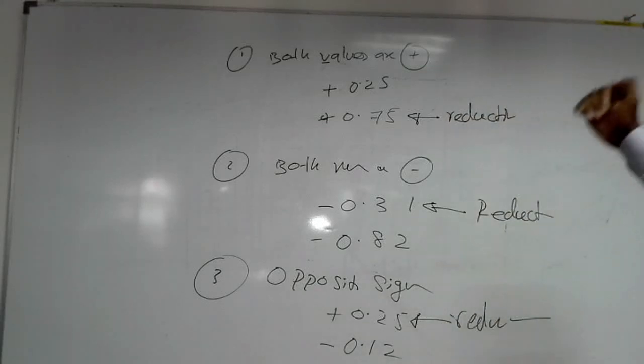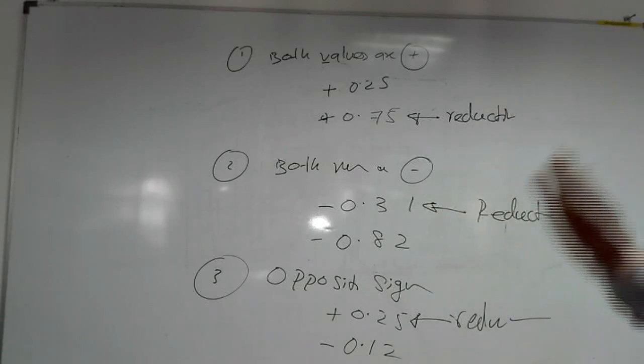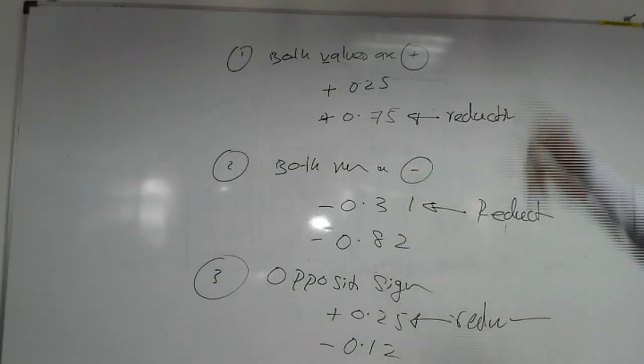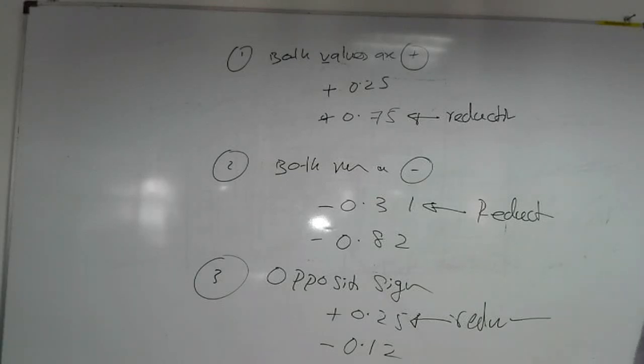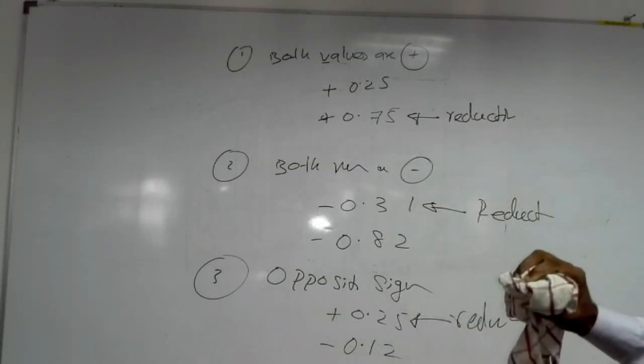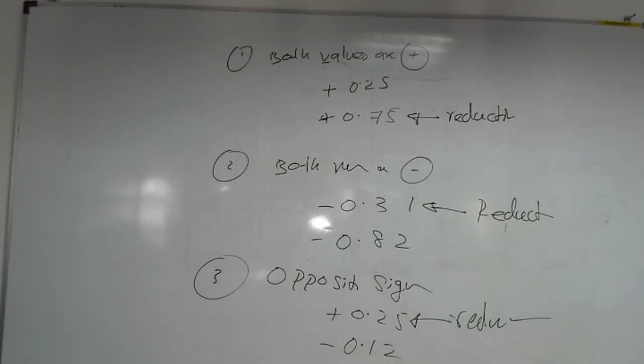If both values are positive, both values are negative, or they have opposite signs, now you can identify which one is the oxidation part or reduction part. Now according to this, we are going to identify how we can identify the oxidation part and the reduction part of the previous example, zinc and copper.